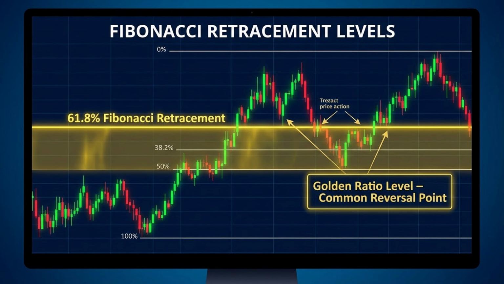Traders look for signals like this because the golden ratio level is a common place where buyers or sellers step in and shift the direction of the market. This example shows how Fibonacci tools help traders identify high-probability turning points using natural mathematical patterns found in price movement.